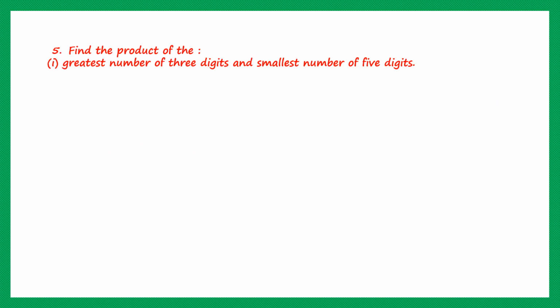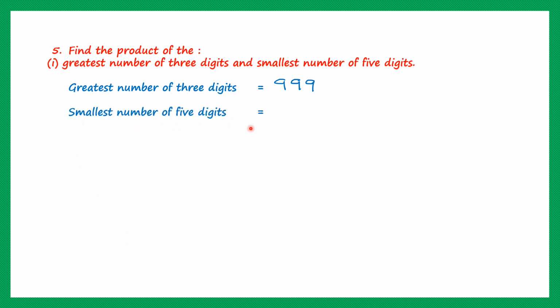Question 5. Find the product. Product means you multiply. Now, what are the numbers that we are going to multiply? The greatest number of 3 digits and the smallest number of 5 digits. So let's begin. The greatest number of 3 digits is 999. Then we have to write the smallest number of 5 digits. The smallest number of 5 digits is 1 followed by 4 zeros.